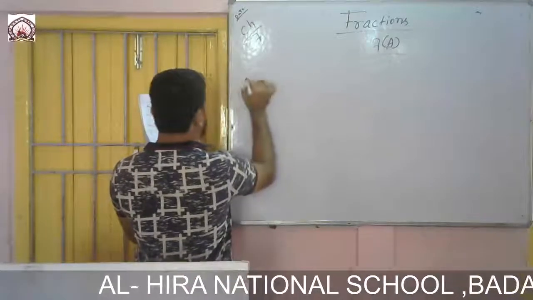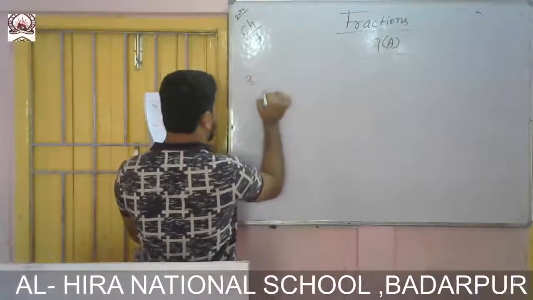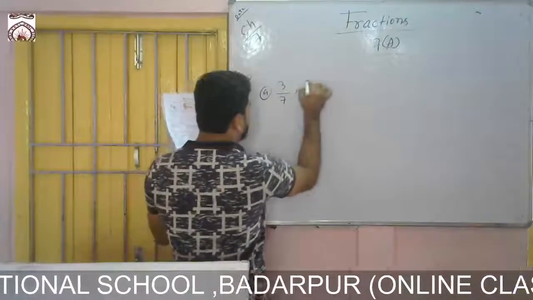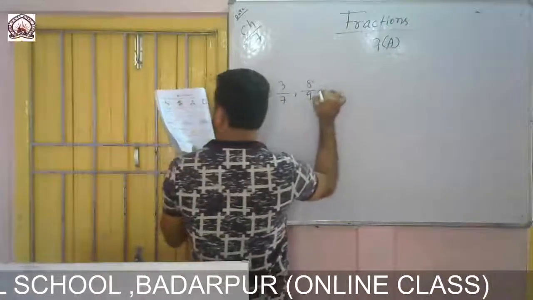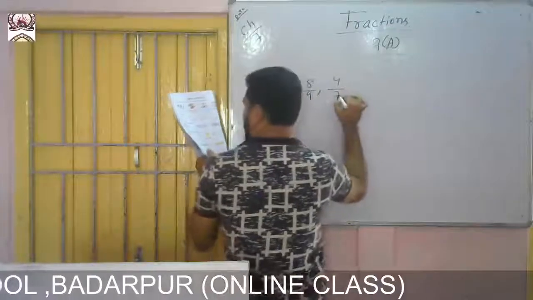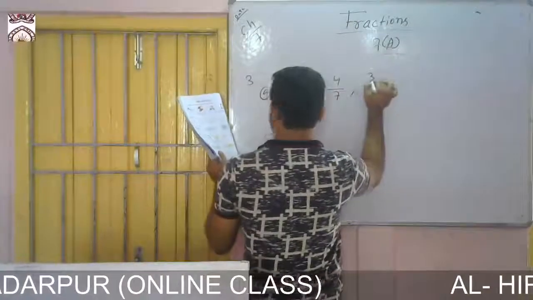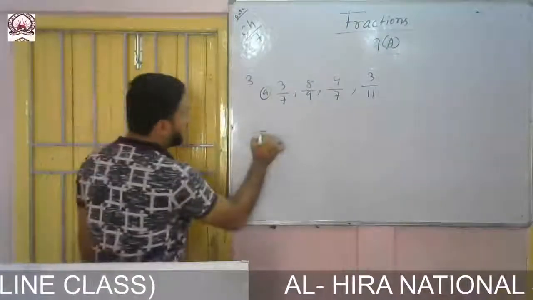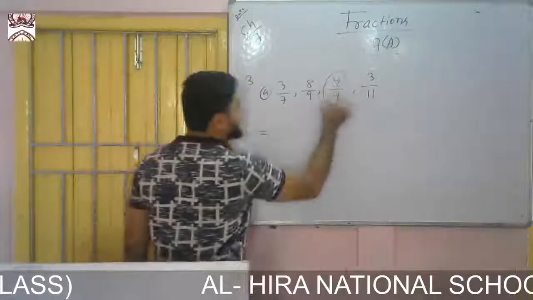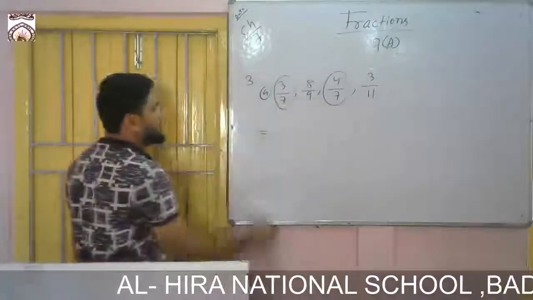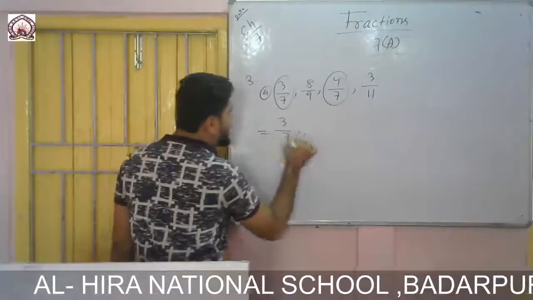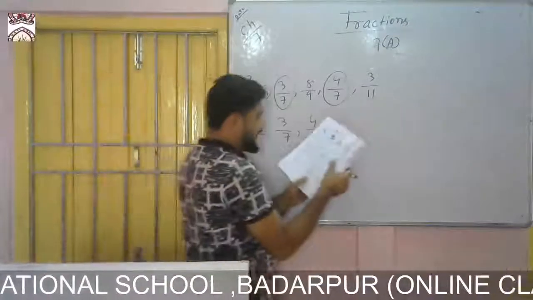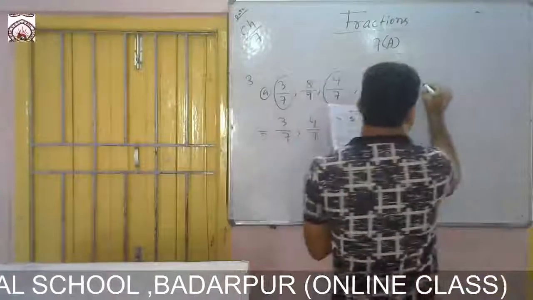So question number 3. The fractions are 3 by 7, 8 by 9, 4 by 7, 3 by 11. So among these, which ones are like fractions? So this fraction and this fraction have the same denominator. So 3 by 7, 4 by 7, these are like fractions. Question number B you solve. C I am solving.